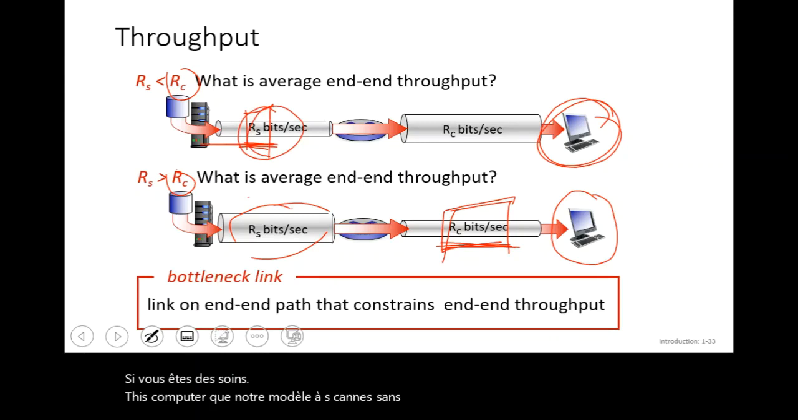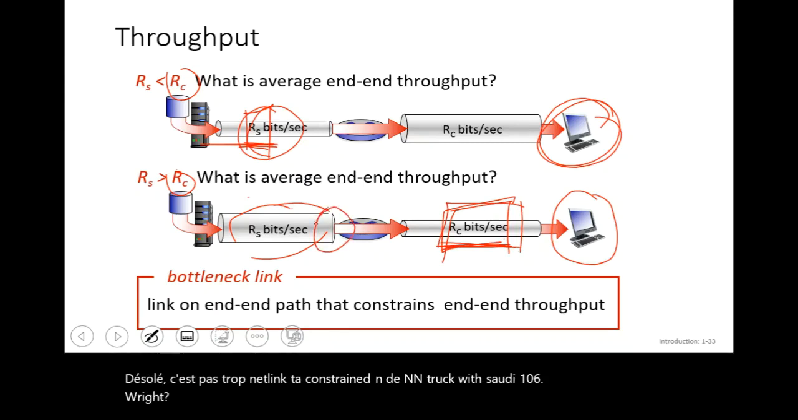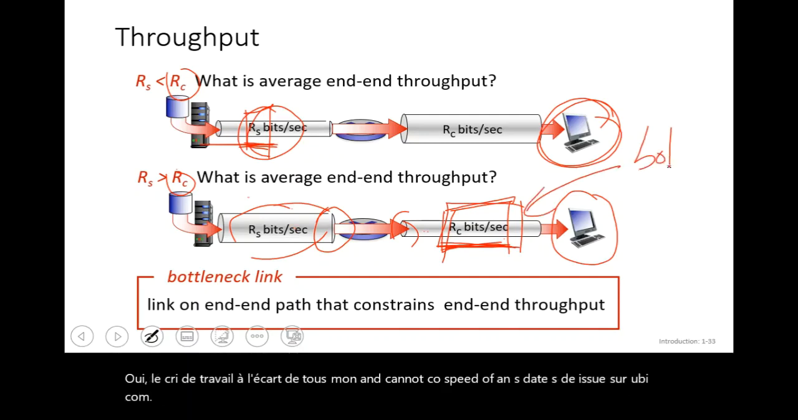So this one is a bottleneck link that constrains the end-to-end throughput. This RC rate will create trouble here because it's too small, and it cannot cope with the speed of RS. That is the issue. So it will become a bottleneck.